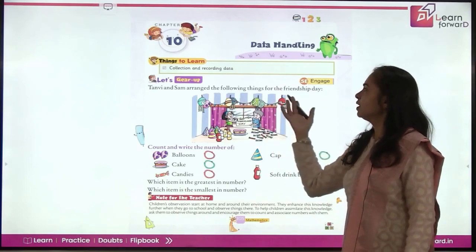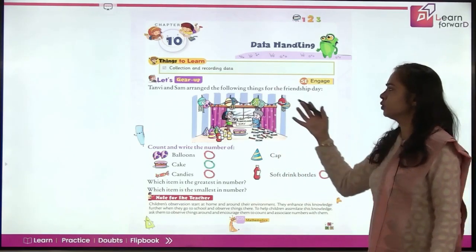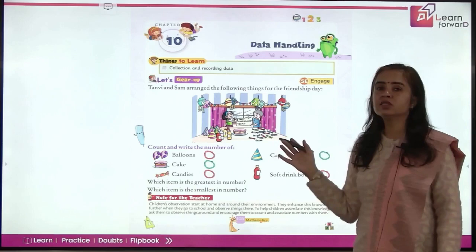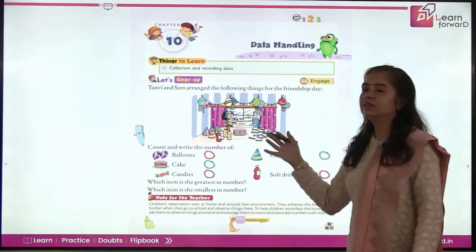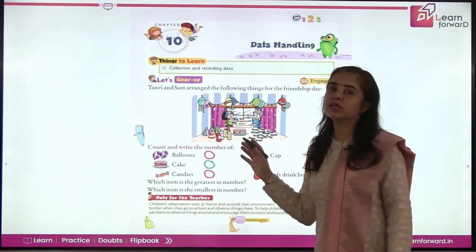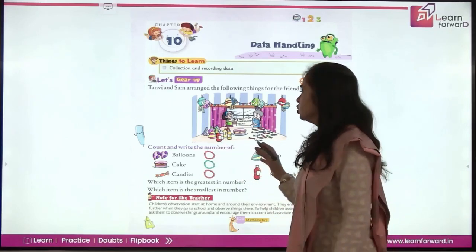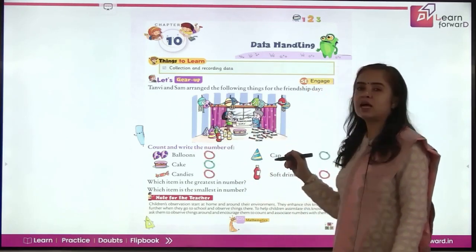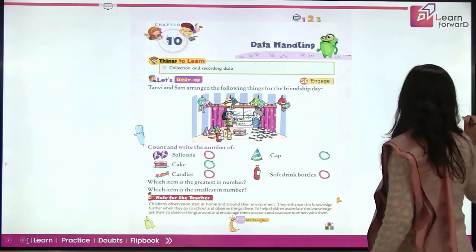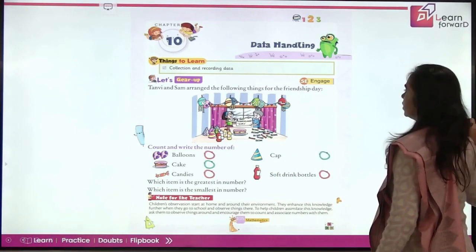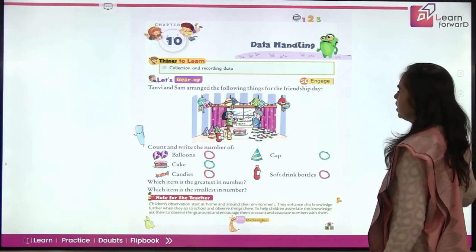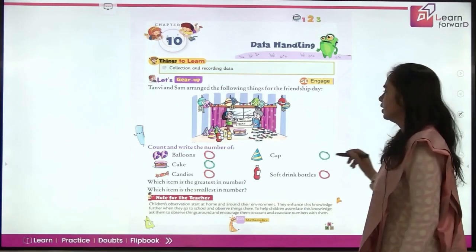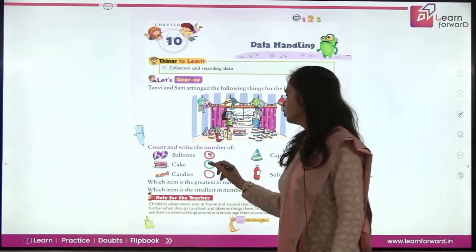Tanvi and Sam arranged the following things for Friendship Day. Can you see? They have decorated so beautifully and the things are laid there on the table so well. So you have to count and write the number of balloons. Can you see how many balloons are there? That is 8 here, children. So you have 8 balloons. Quickly count how many cakes are there. That is just 1. So we get 1 here.